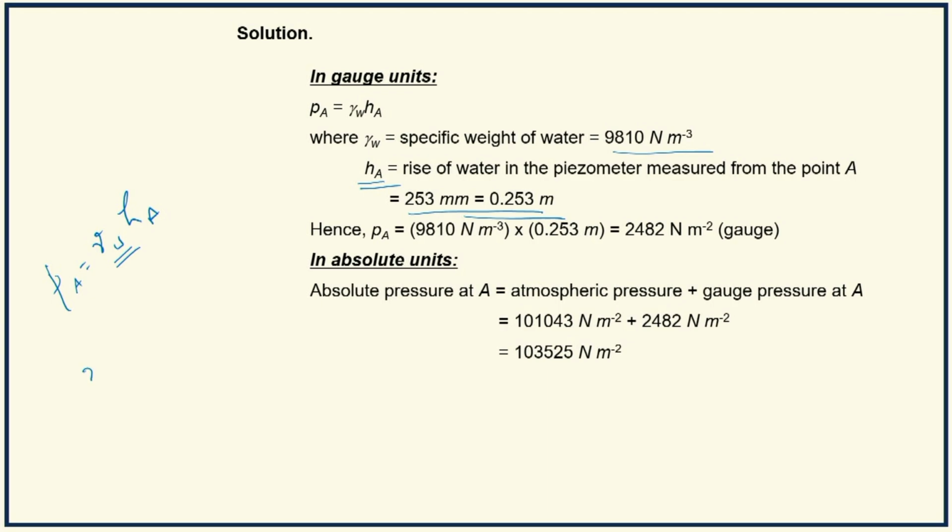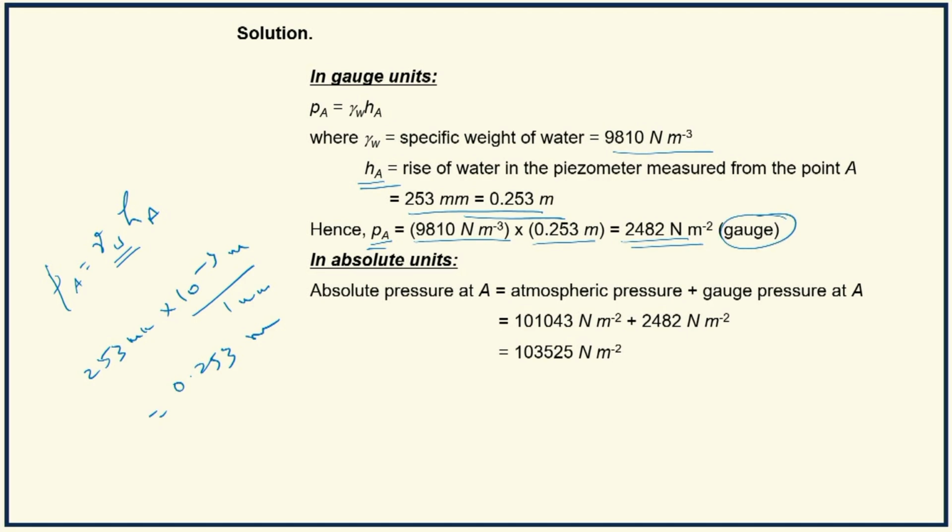That is 253 millimeters multiplied by 10 power minus 3 meter per millimeter, and you get 0.253 meter. So PA will be 9810 Newton per meter cube multiplied by 0.253 meter. You get 2482 Newton per meter square. It is gauge pressure, gauge positive.